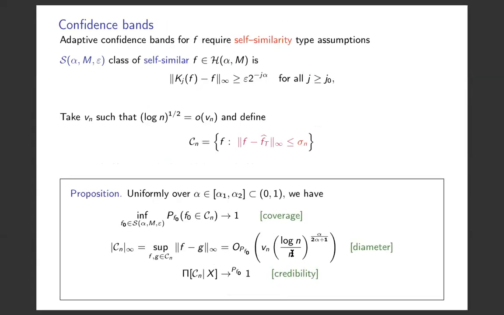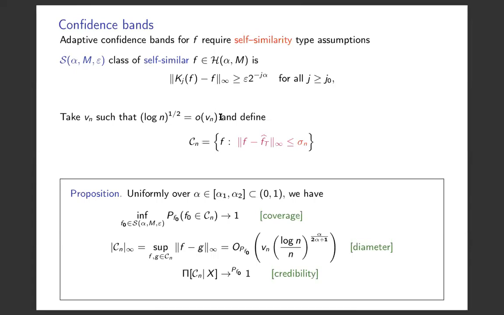If you know a little bit about confidence bands and adaptive confidence bands results from the frequentist literature, it's known that in the supremum norm it's impossible to have such bands in all generality, but you can if you assume some self-similarity type condition. Essentially, this condition means that at each level, where kj of f is the wavelet projection up to level j, you need to have roughly the same type of signal strength.